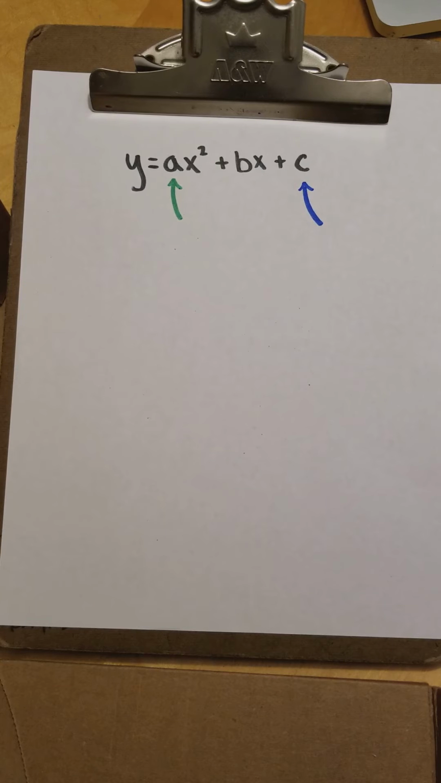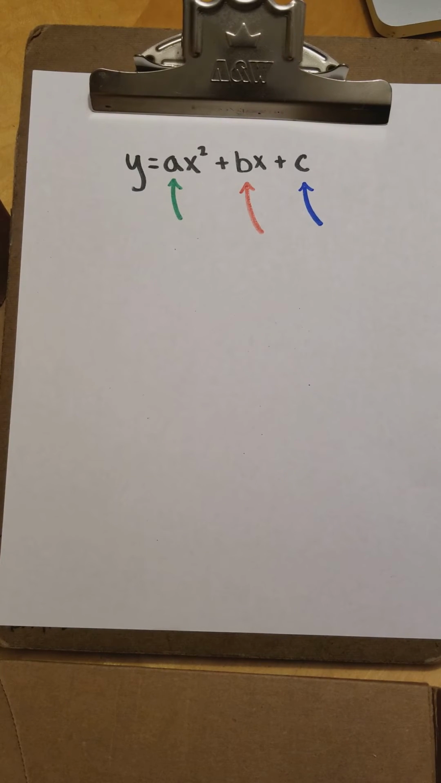The c does not have a variable next to it. It's not an x squared term. It's not an x term. It's just a number all by itself. And c, we already saw, is the y-intercept of your graph. And it has the effect of just shifting whatever parabola you have up or down.